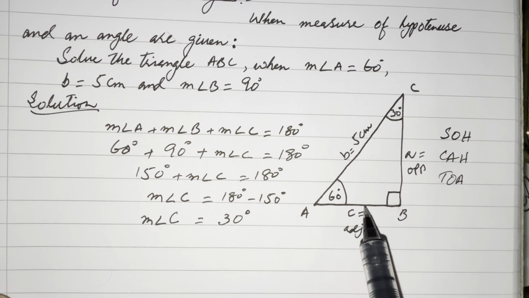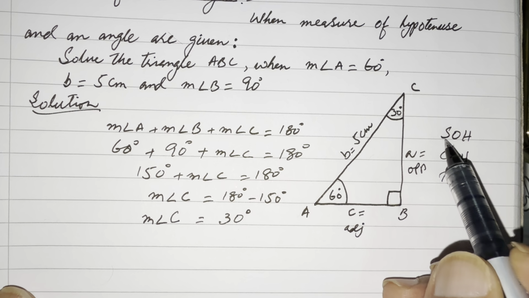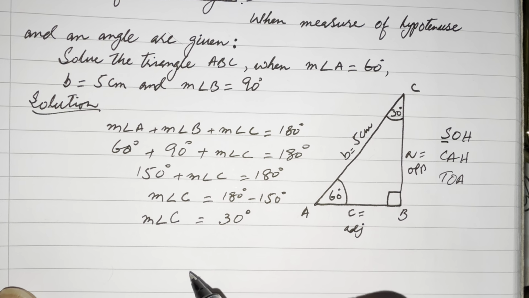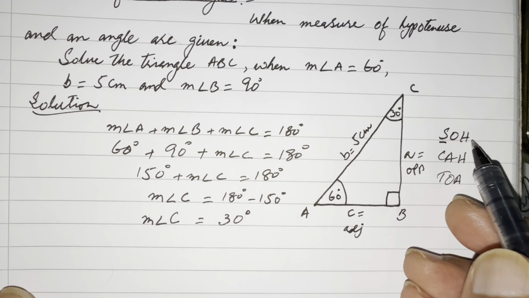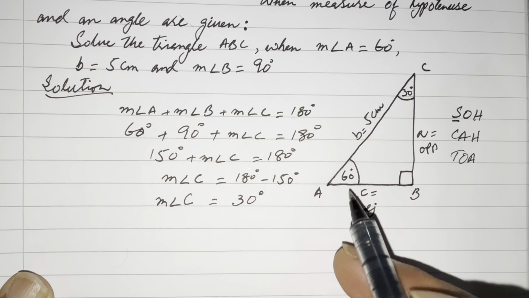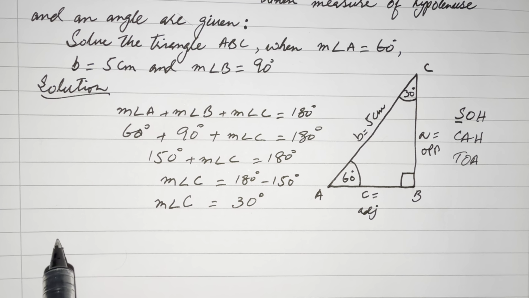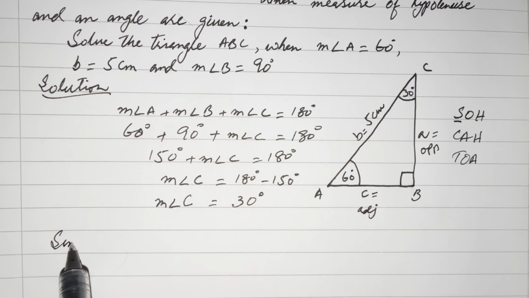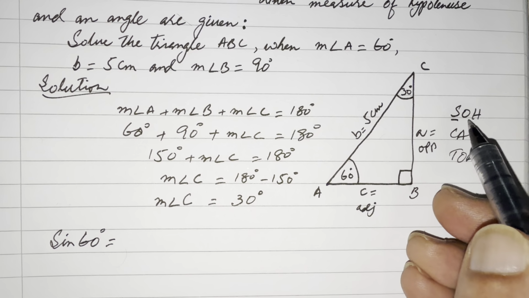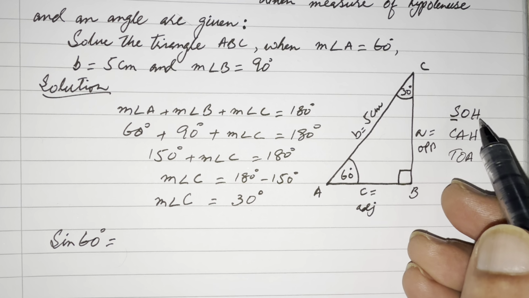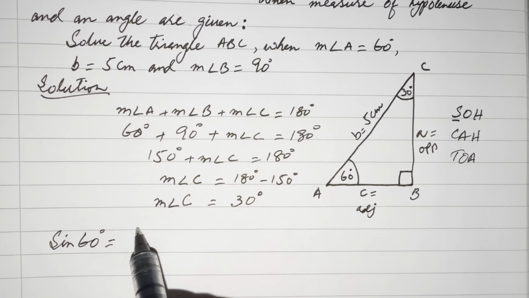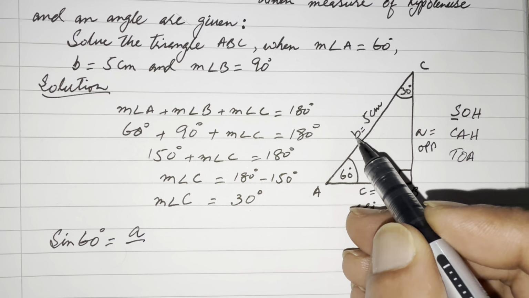So first of all, if we take this S for sine, O for opposite, and H for hypotenuse, and we are taking the angle 60, we can say that sine 60 will be equal to the opposite side divided by the hypotenuse. So the opposite side is a and the hypotenuse is b.